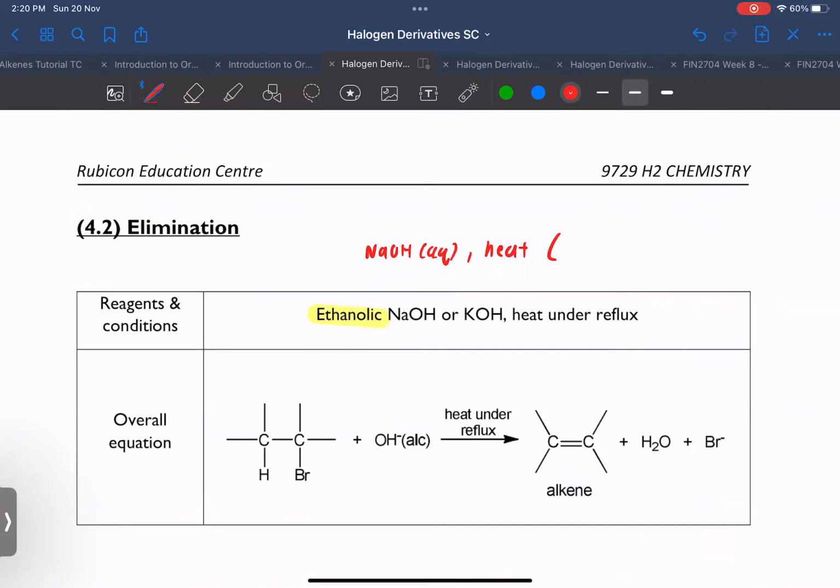From just now, if you use aqueous NaOH, you end up getting a nucleosub of OH minus. I don't want that here. That's why I need to use ethanolic. Ethanolic will favor elimination.